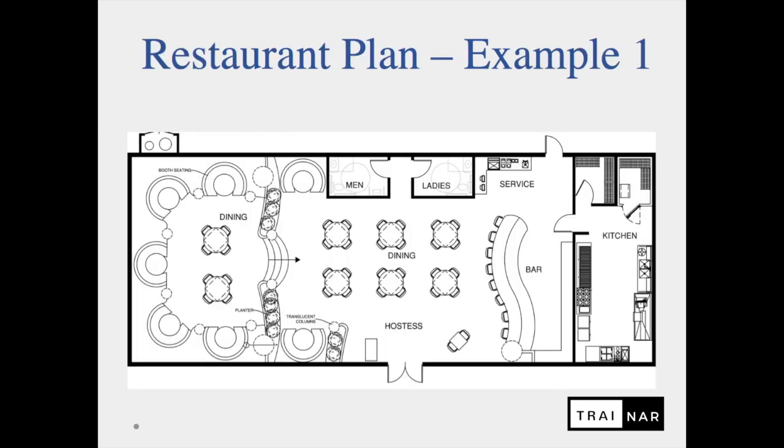So this is a great and very simple example of a restaurant plan. As you can see, we have the dining area in the middle, and on the left-hand side, bathrooms at the bottom, just in front of the entrance, a hostess desk at the side of the entrance, a bar on the right-hand side, and just behind the bar, the kitchen. As you can see, this is a closed kitchen.